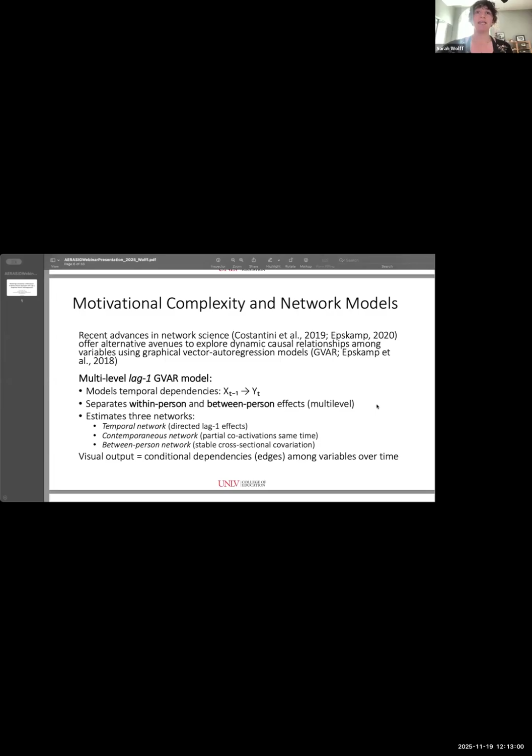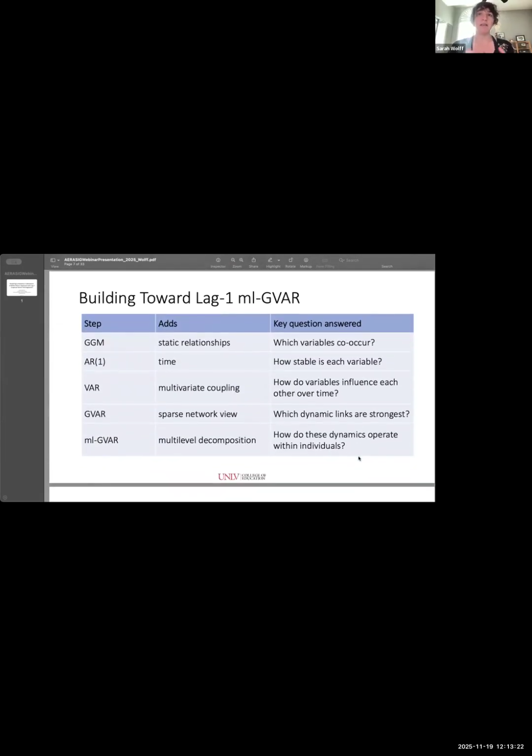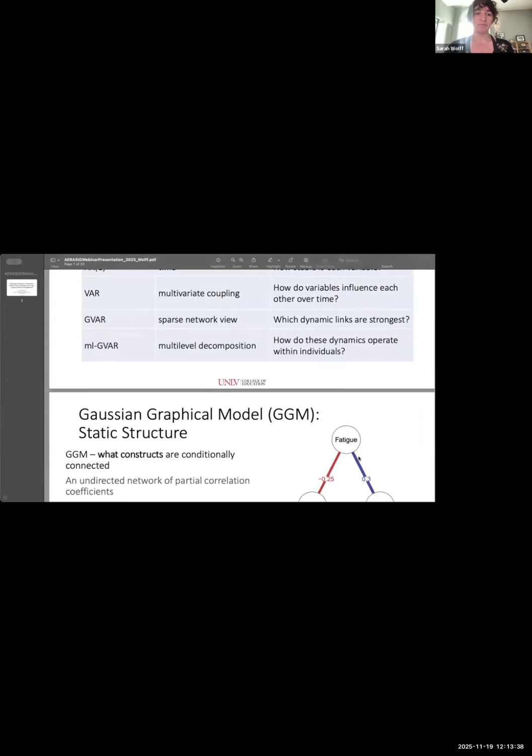What we get is a visual output where we can see these conditional dependencies operating within a network among variables over time. That's how we can see both the system structure and its movement, so how it stabilizes or destabilizes in real time. To build towards our understanding of this particular model, I'm going to really quickly introduce these pieces in case you're unfamiliar, what they add to our model, and where we're going. Sorry if I'm moving quickly. I want to make sure we have time to look at some code together.